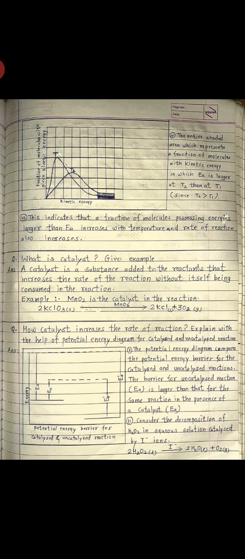Decomposition of potassium chlorate, 2KClO3. It is known as potassium chlorate. Potassium chlorate on decomposition in the presence of catalyst MnO2, manganese dioxide, produces potassium chloride and dioxygen. This method is useful for the preparation of dioxygen.